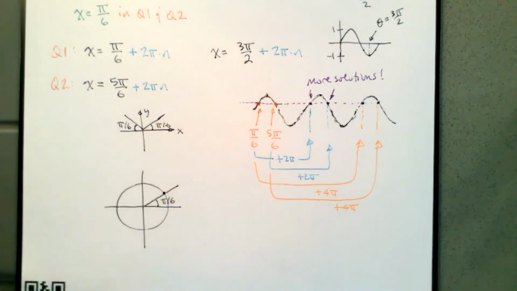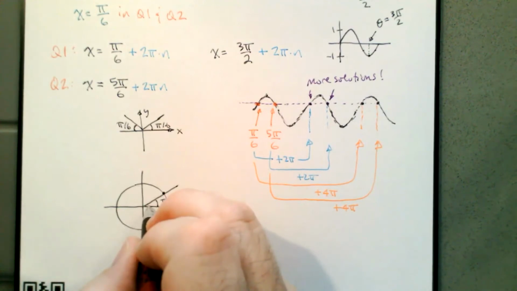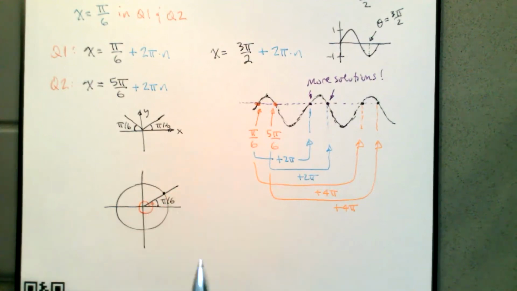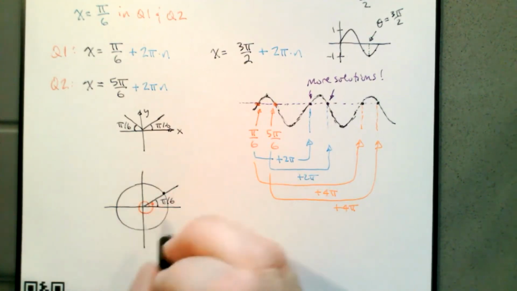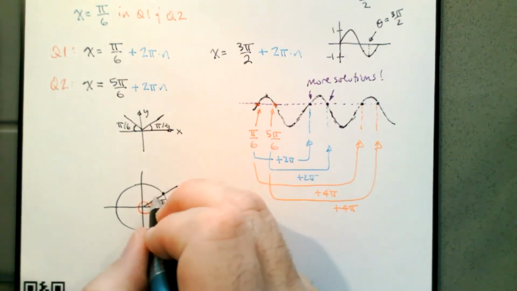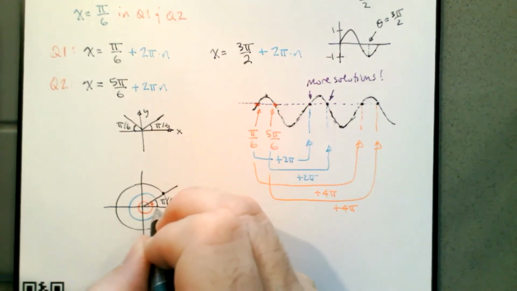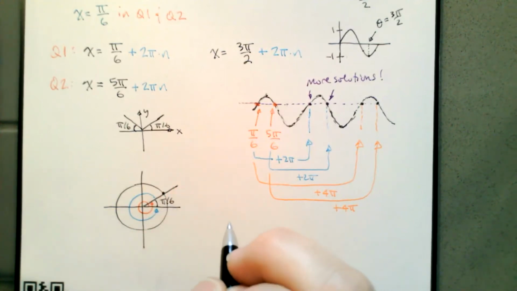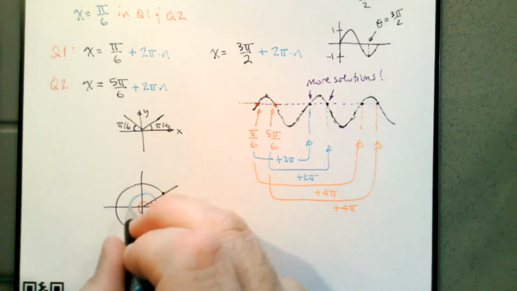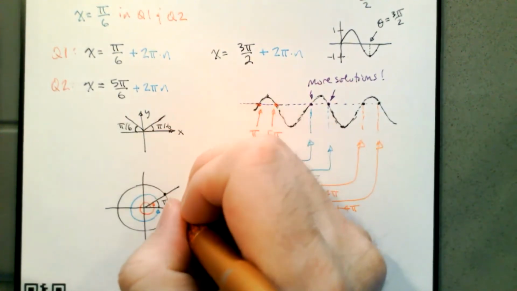I could start off at x, and I could go all the way around, past the pi over 6, all the way around. And that's pi over 6 plus 2 pi, one full circle. Because if I start off at pi over 6 and go around once, that's pi over 6 plus 2 pi. And then we can do that as many times as we want. I can do pi over 6 plus 2 times around the circle.